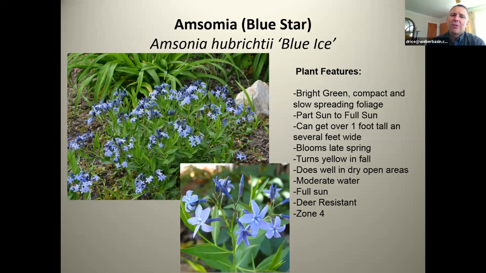Amsonia, this is also referred to as blue star. I don't have a lot of personal experience with this one, but it is a brighter green, compact, slow spreading plant, full sun to part sun. It'll tolerate the full sun. You probably wouldn't want to put this one in your hottest spot, but it tolerates a little shade. It'll get about 1 foot tall, but it can spread slowly. It's not an aggressive spreader, but it can get several feet wide as it spreads.